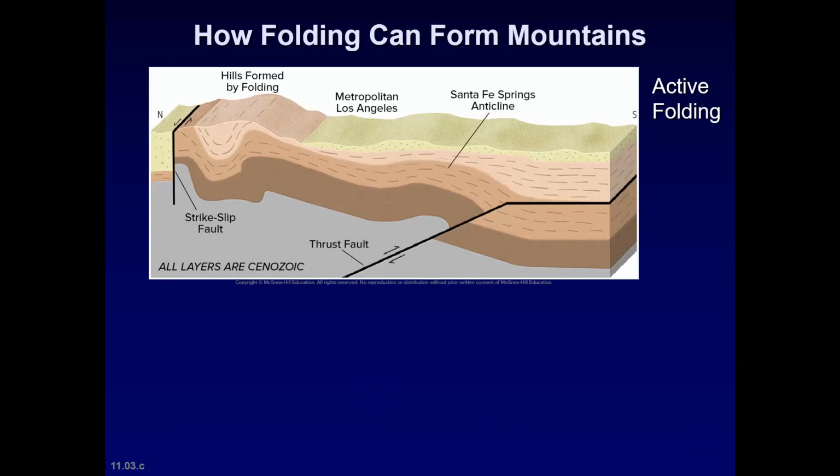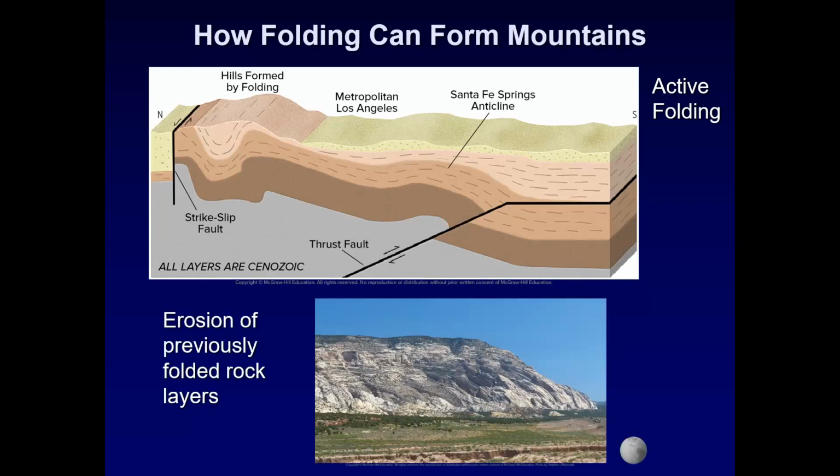So how can folding form mountains? Folding in a tectonically active area can warp the Earth's surface as well as the underlying rocks. This cross-section shows a thrust fault beneath Los Angeles. And we see in the photograph, this is Dinosaur National Park in Utah and Wyoming. We have erosion of previously folded rock layers, and we can see that this is why the area was so high here. These rocks are cut, and you see in cross-section really what happened.